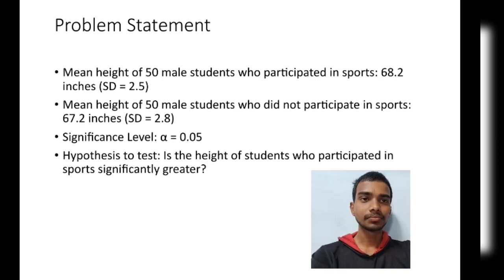Problem statement: Mean height of 50 male students who participate in sports is 68.2 inches. Standard deviation 2.5. Mean height of 50 male students who did not participate in sports is 67.2 inches. Standard deviation 2.8. Significance level 0.05. Hypothesis to test: the height of students who participated in sports is significantly greater.